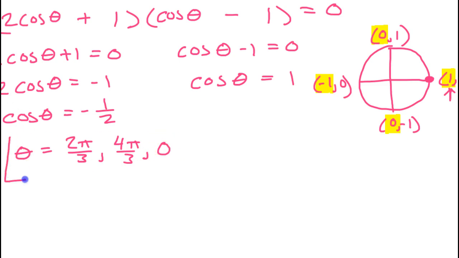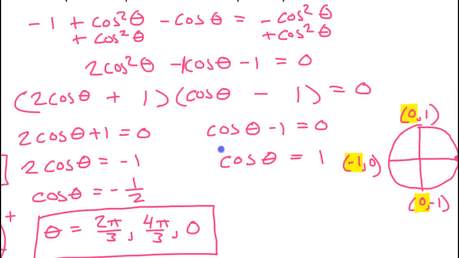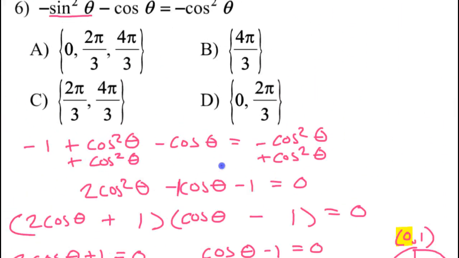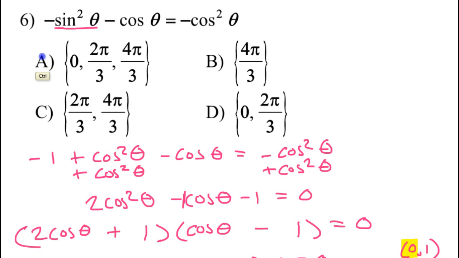Alright, so there you go. 2 pi over 3, 4 pi over 3, and 0. So that's why the answer to number 6 is going to be A.